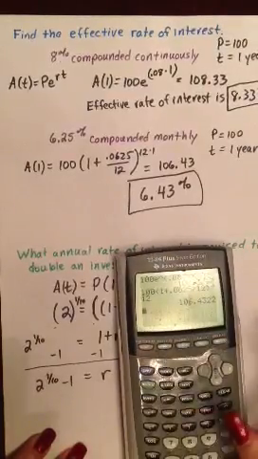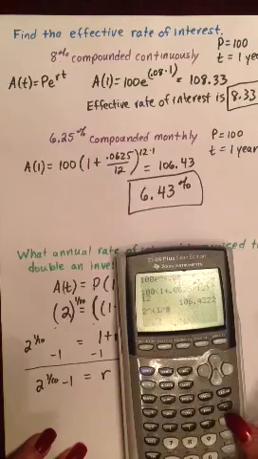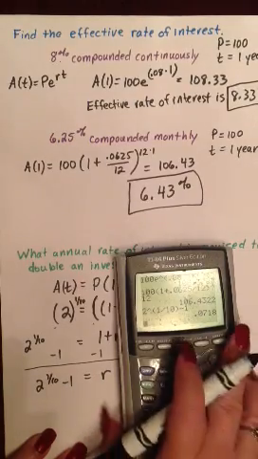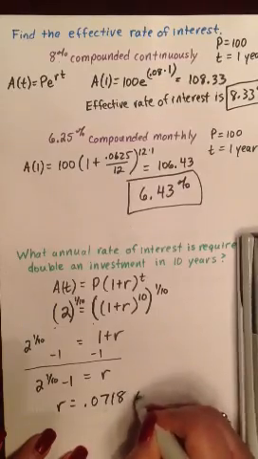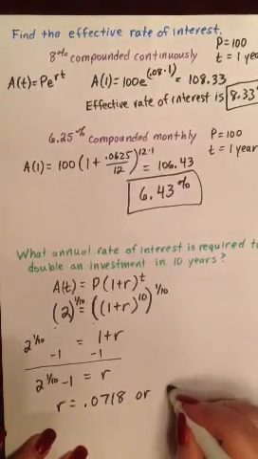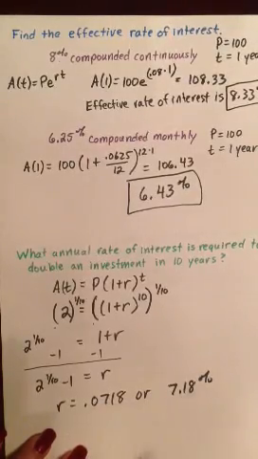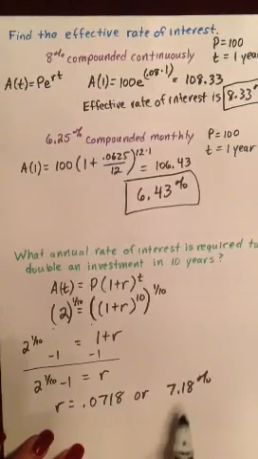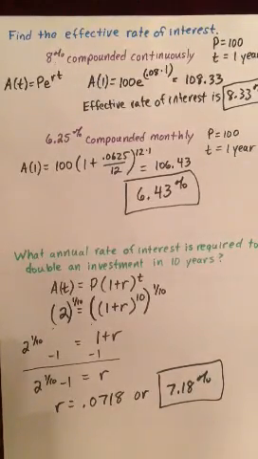Then I just do that on the calculator. 2 raised to the, you have to put 1/10 in parentheses. 1 divided by 10, and then minus 1. I get 0.0718. R is equal to 0.0718, or you could call that 7.18%. You move the decimal over 2 to call it a percent. And it said what annual rate of interest, so they were looking for like a percentage. So that would be our answer. All right, another one down.